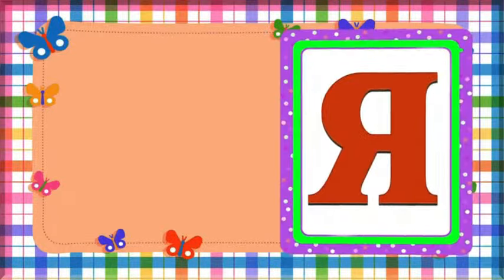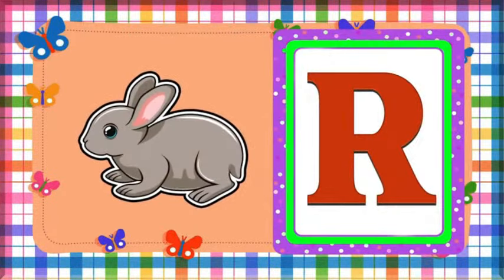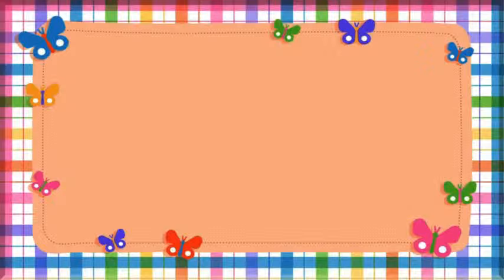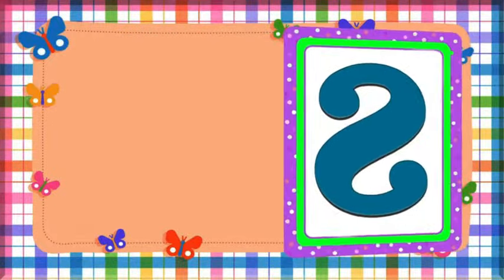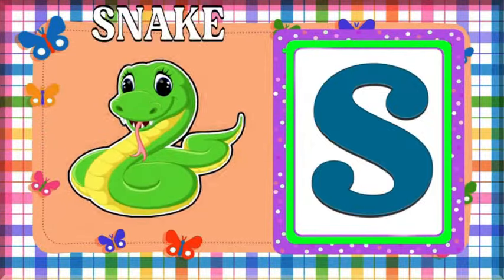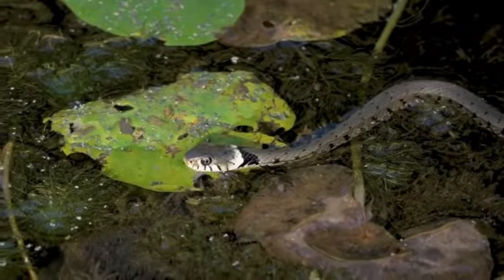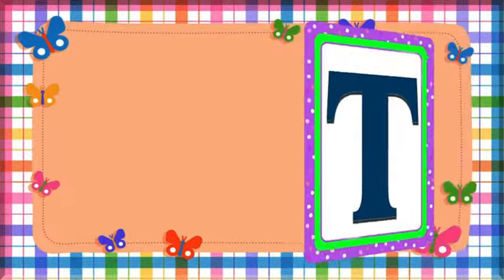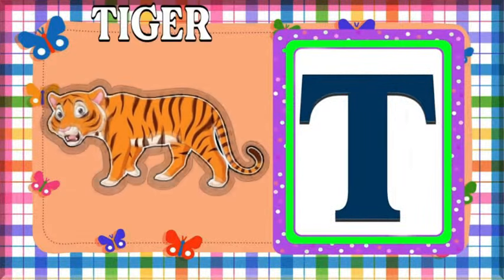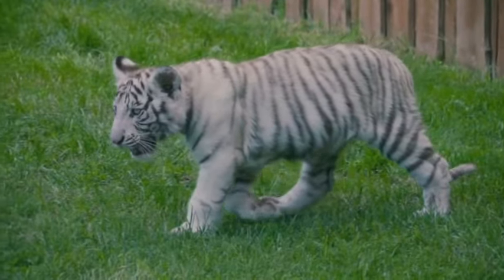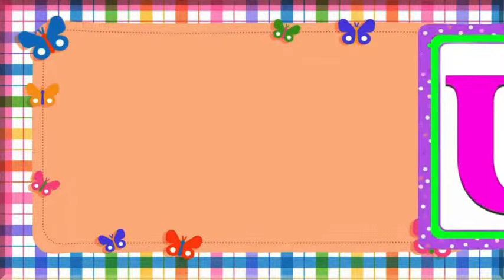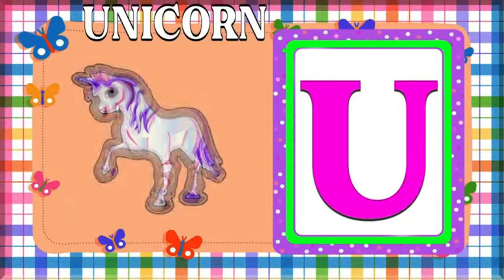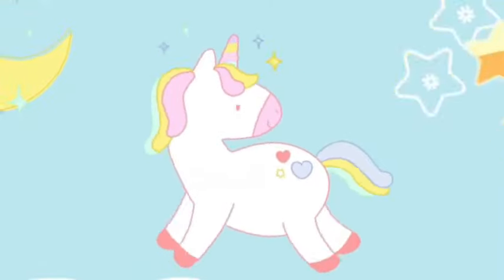R. R is for rabbit. Rabbit. S. S is for snake. Snake. T. T is for tiger. Tiger. U. U is for unicorn. Unicorn.